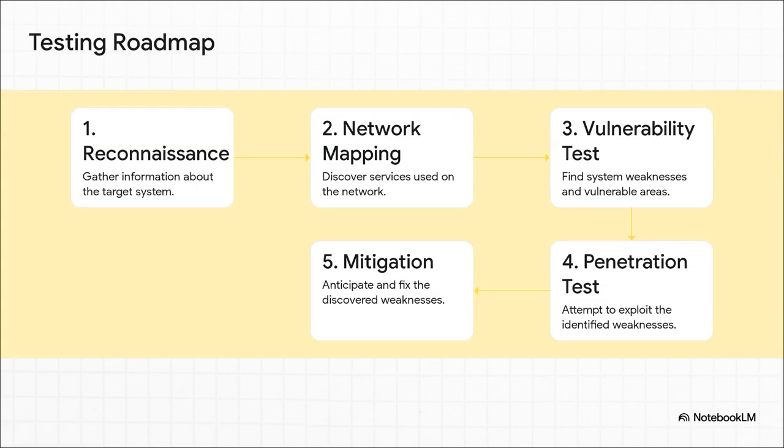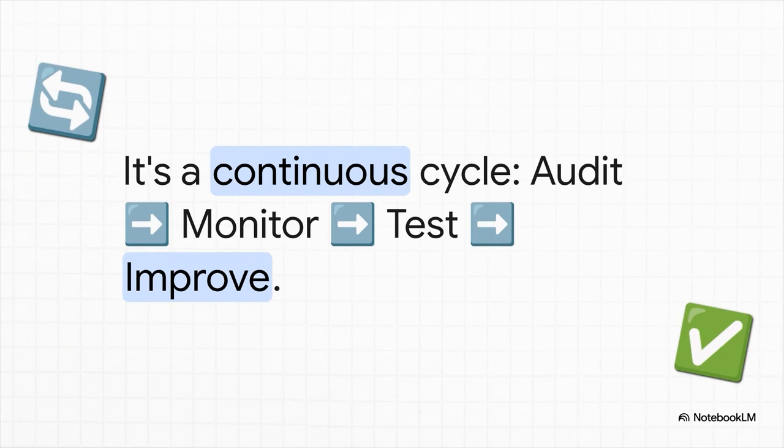A good test isn't just random poking around. It follows the same roadmap an attacker would. It kicks off with reconnaissance, just gathering public information. Then comes network mapping, to figure out the layout of the system. With that map, testers run vulnerability scans to find potential weak spots. The next step is penetration testing, where they actively try to exploit those weaknesses. And it all leads to the final and most important step, mitigation, where you plan how to fix the holes they found.